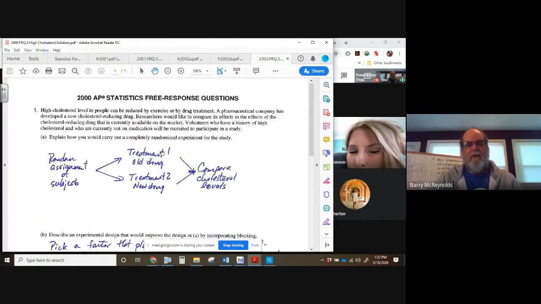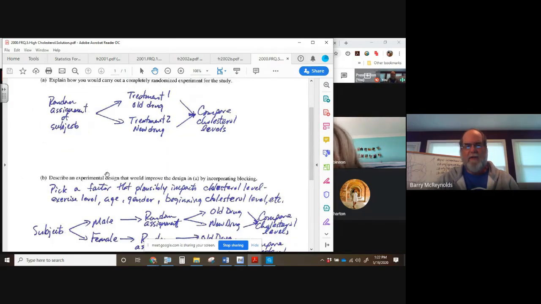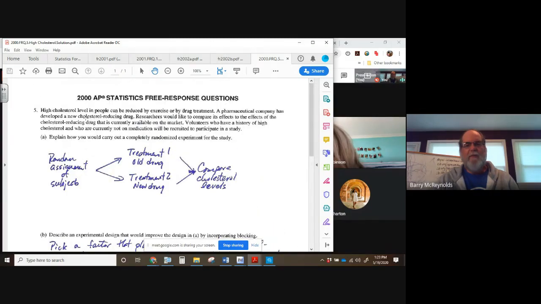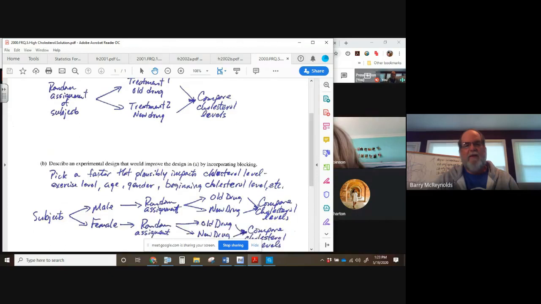And the problem statement doesn't really say a lot about what characteristic they want you to block on. And so it's completely open-ended. What you have to do here is simply pick a factor that plausibly impacts cholesterol level. Now, the problem statement does mention cholesterol being reduced by exercise. So maybe that's a hint, and you could certainly pick exercise level as a way to block.